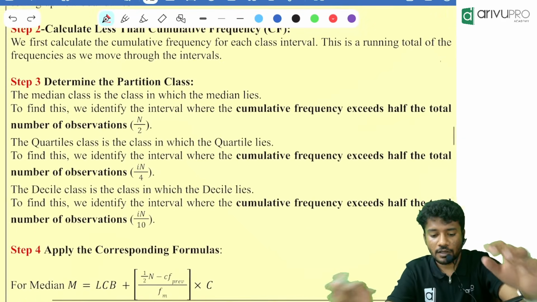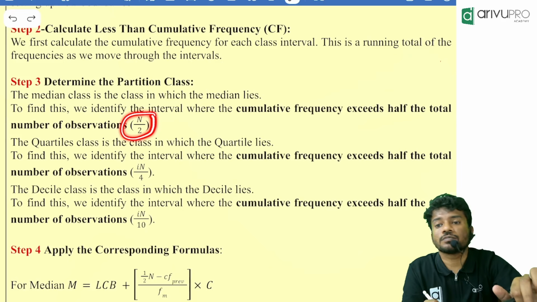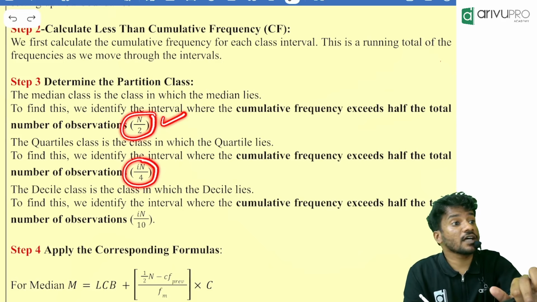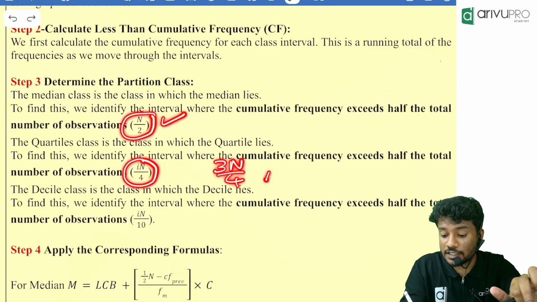Look here. For median, we will use this method. We will take n by 2. Can you guess for quartile? It will be n by 4. If they are asking for Q3, you will put 3n by 4. If they are asking for quartile 1, 1 into n by 4. If they are asking for second quartile, it will be 2 into n by 4.